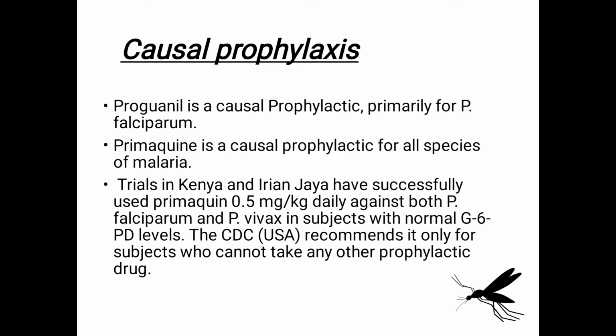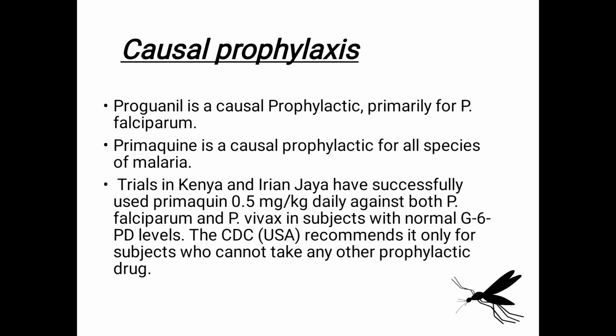There were also trials for the use of primaquine as a causal prophylaxis. The trials were in Kenya and Irian. They successfully used primaquine in a dose of 0.5 mg per kg against both Plasmodium falciparum and Plasmodium vivax species in subjects with normal G6PD level. If we provide primaquine in G6PD deficiency, that can lead to a severe reaction, resulting in hemolytic anemia.